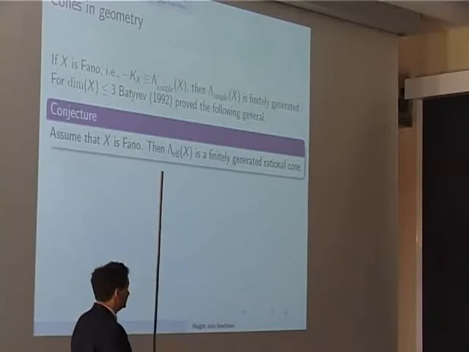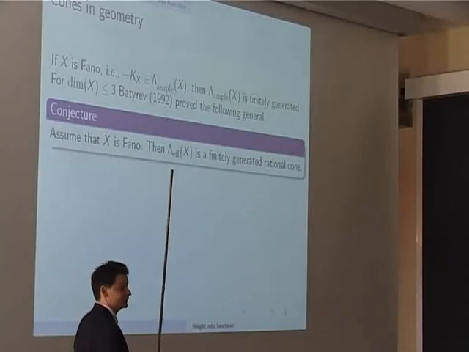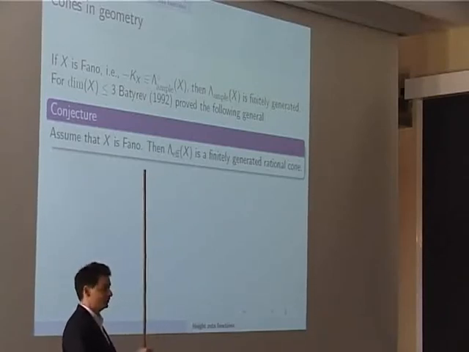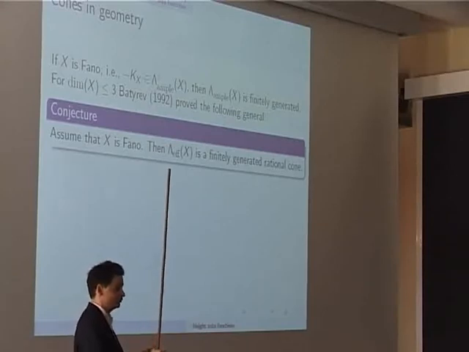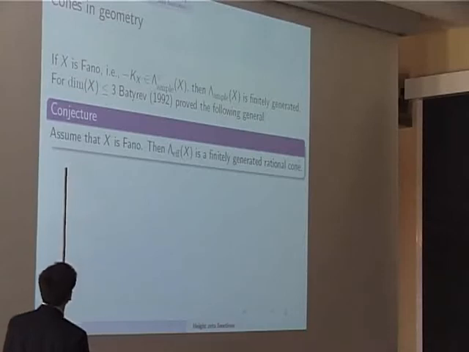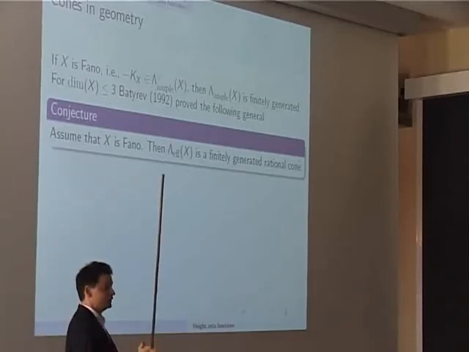Then it is a theorem that the ample cone is finitely generated. This is a big theorem of Mori. So he talks about the dual cone, about the cone of curves, and so proves that the cone of curves is finitely generated, while the ample cone is also finitely generated. Now, the ample cone is contained in the effective cone.